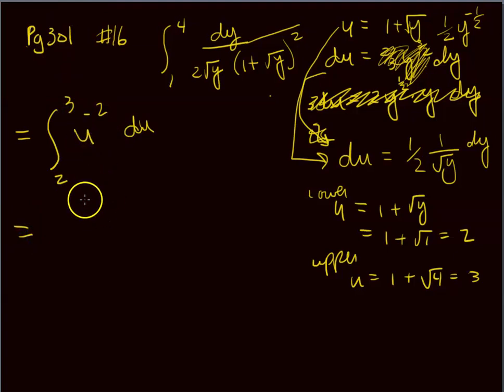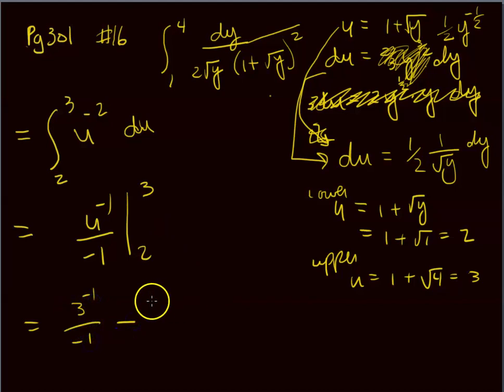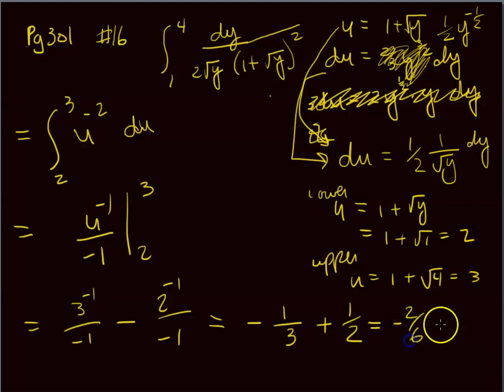So now when you take an antiderivative, you add 1, u to the negative 1, divide by that new power, from 2 to 3. Plug in the 3 to the negative 1 over negative 1, minus plug in the 2 to the negative 1 over negative 1. This takes practice. Now, this 3 really needs to go in the denominator, and these negatives in the denominator just make the whole thing negative. So this is negative 1/3. Minus a negative is going to be plus 1/2. And if we look at these as sixths, this is a negative 2/6, and it's a positive 3/6, so the total is 1/6.